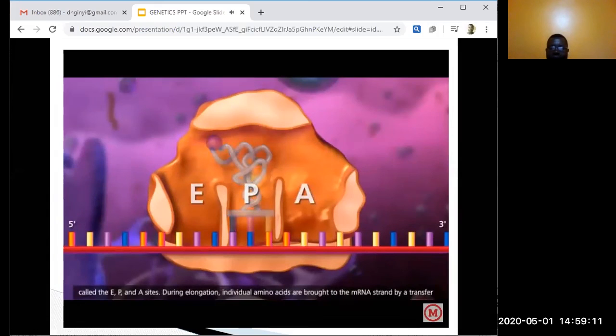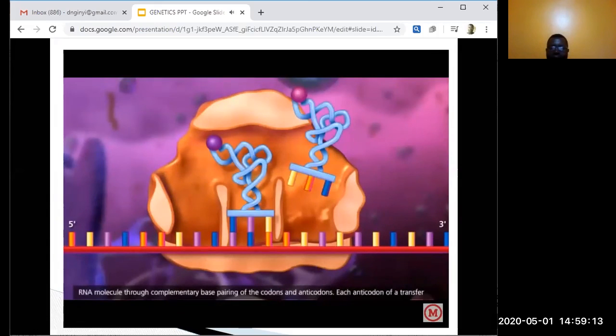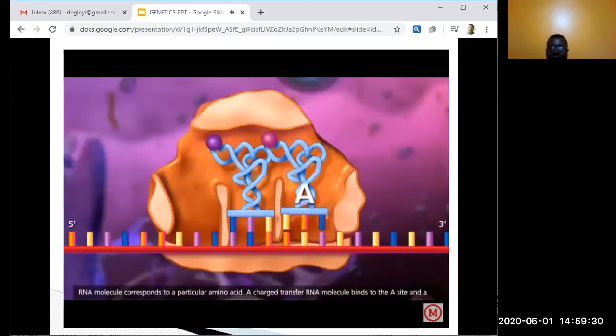During elongation, individual amino acids form through complementary base pairing of the codons and anticodons. Each anticodon of a transfer RNA molecule corresponds to a particular amino acid. A charged transfer RNA molecule binds to the A site, and a peptide bond forms between its amino acid and the one attached to the transfer RNA molecule at the P site.